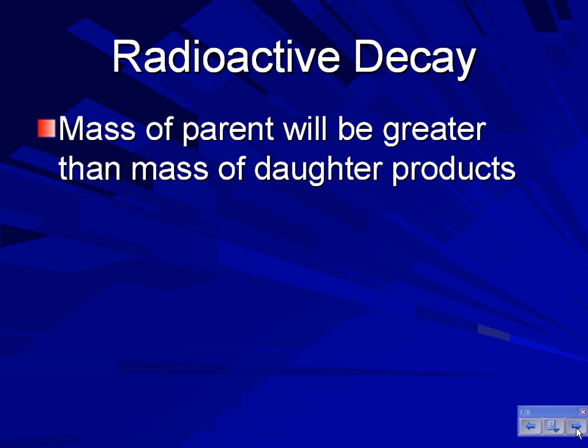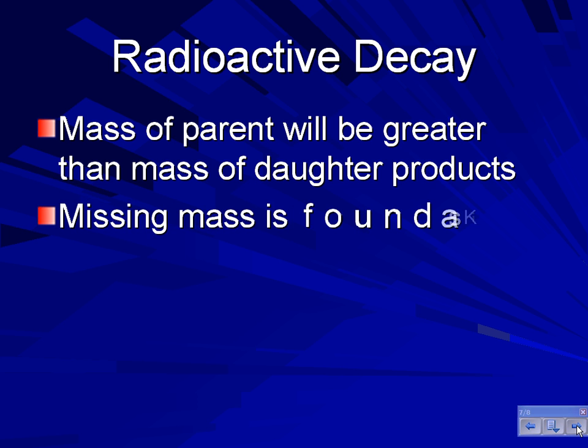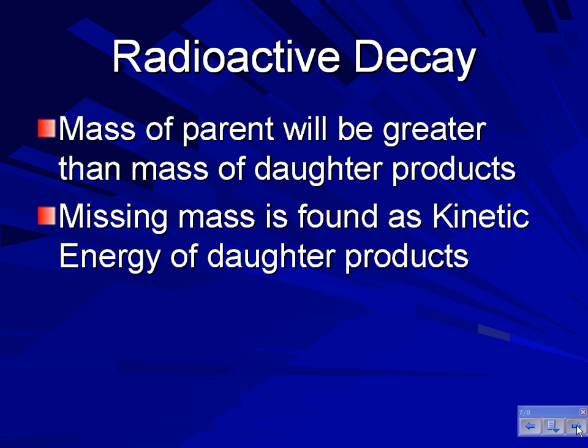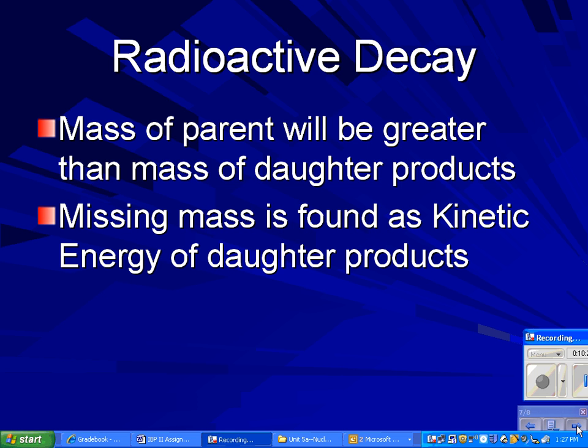And that mass is converted to energy, according to E equals mc squared. And that energy gets presented as kinetic energy. The daughter products have kinetic energy. That kinetic energy came directly from the mass that was lost. And that's why the alpha particles and the beta particles and the gamma rays are moving at such high speeds, because of the mass defect. Kinetic energy tends to be how it presents itself.